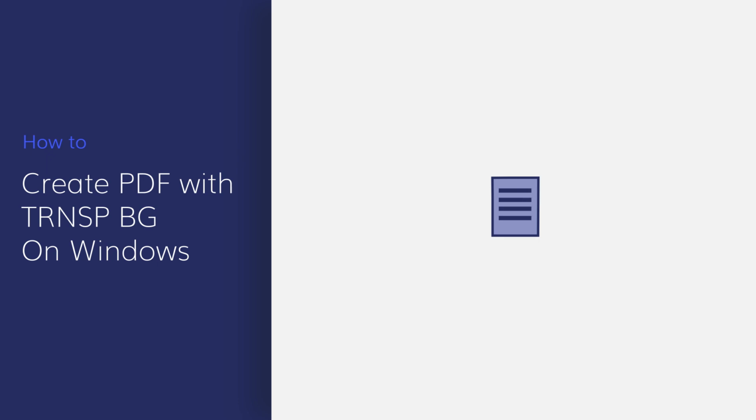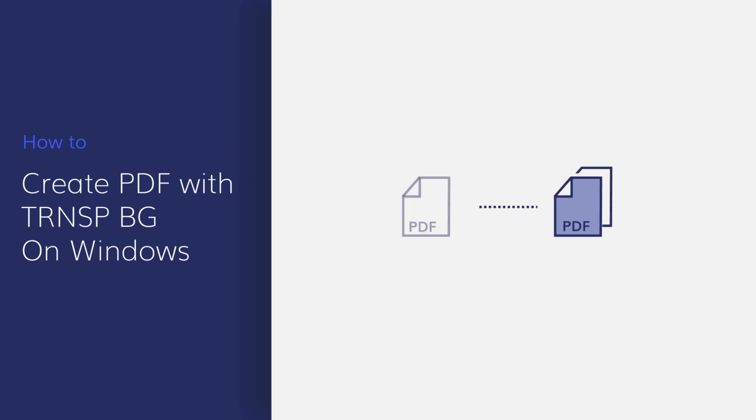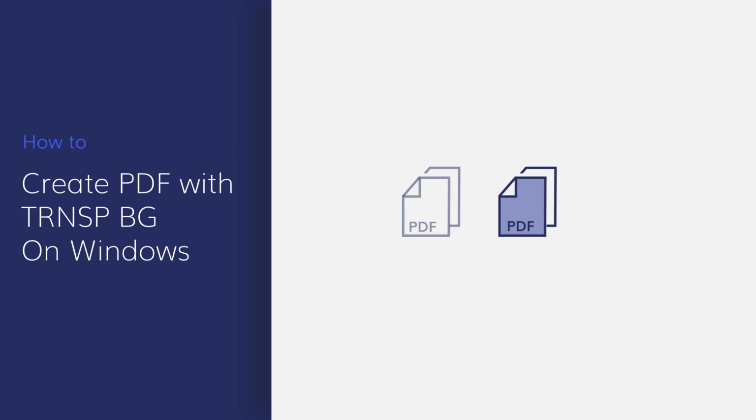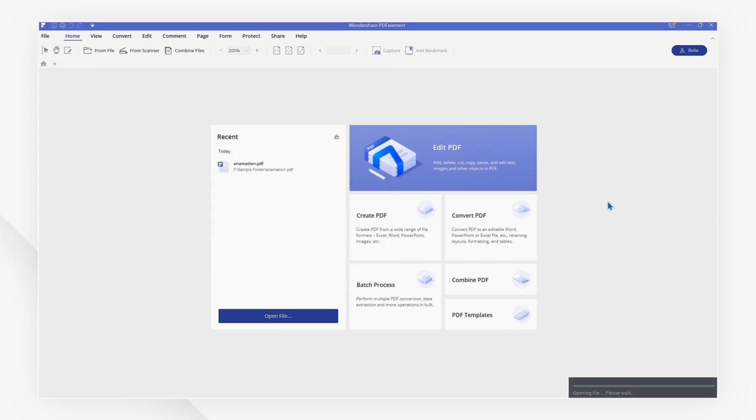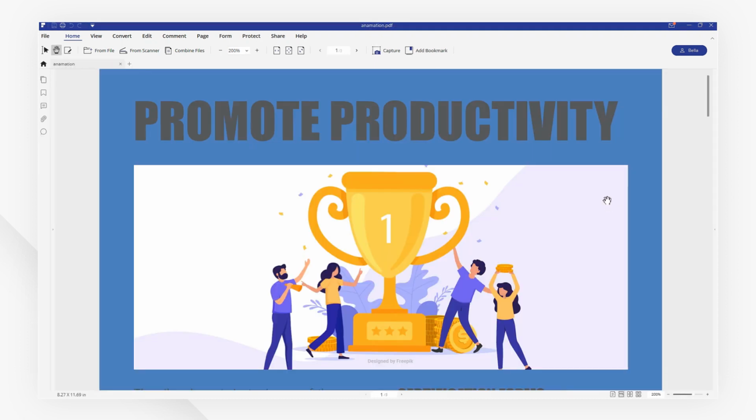Have you ever wondered how to create a PDF with a transparent background? In this tutorial video, we will show you how you can make your PDF background transparent with PDFelement for Windows. Let's get started. Step 1. Launch PDFelement and drag and drop the file into the program home window to open it.